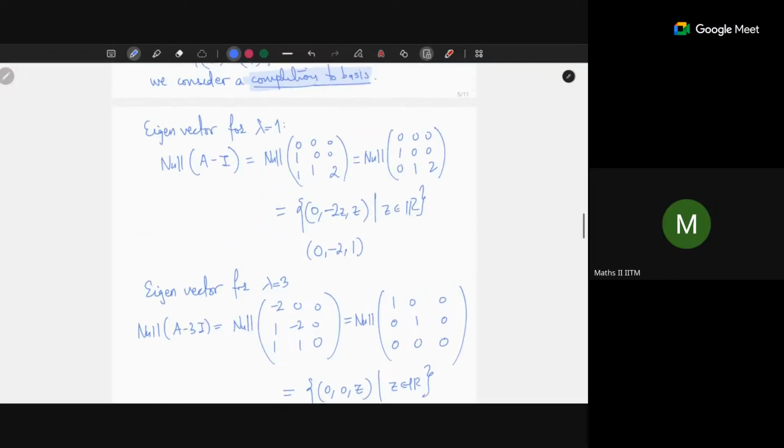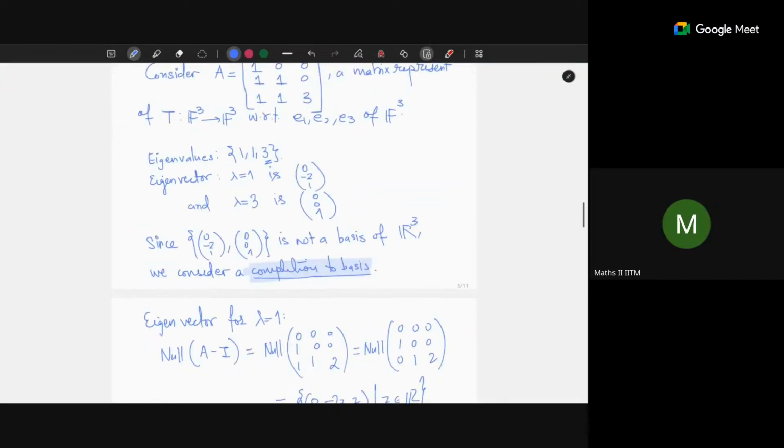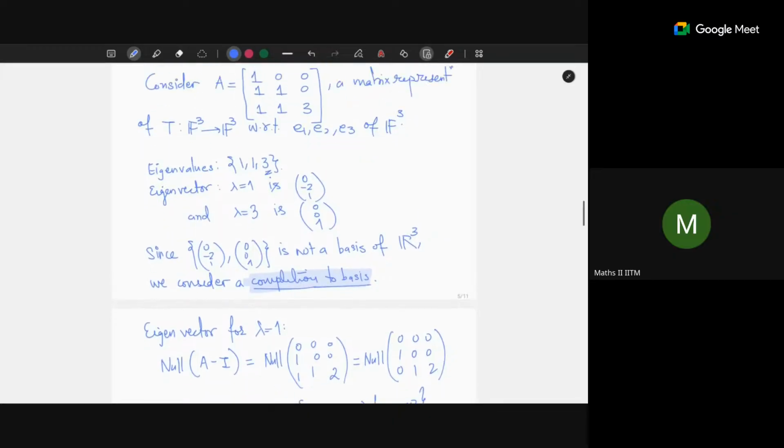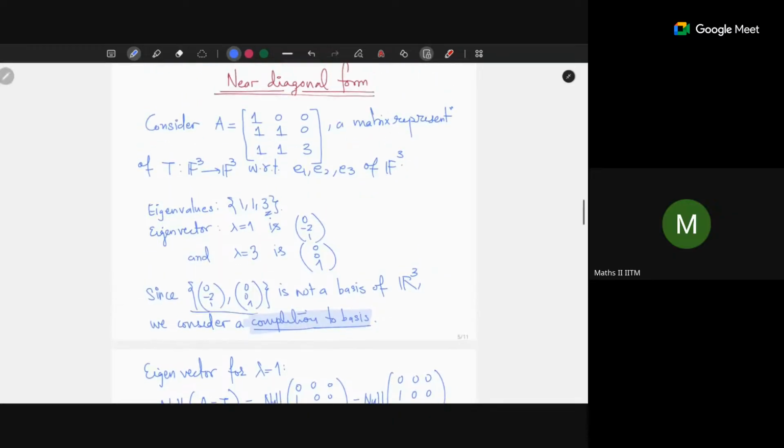Okay, so we have found the eigenvectors for lambda equal to 0 and lambda equal to 1. Notice that these two vectors do not span the whole R3. Obviously, because they are independent, but they do not span the whole R3. So it is not a basis, and we need to complete this set. So we need to add one more vector to it so that it becomes a basis of R3. And then with respect to this, we will write down the new matrix representation of this operator T so that it will have some near diagonal form. Okay, so let's do it.